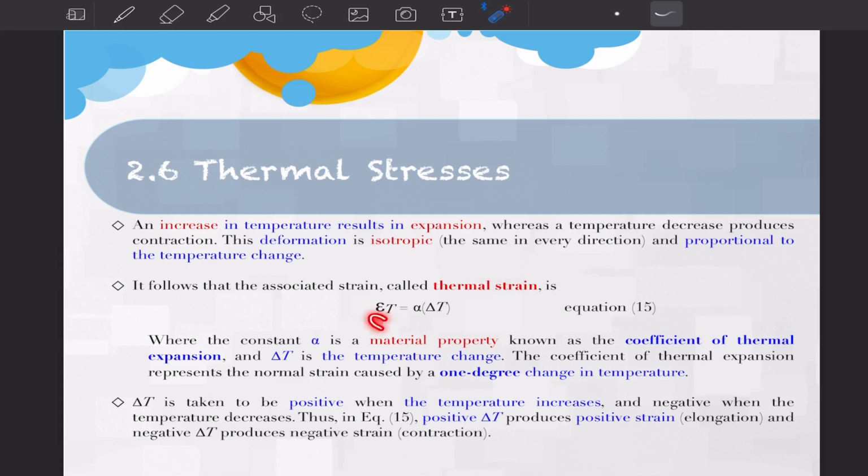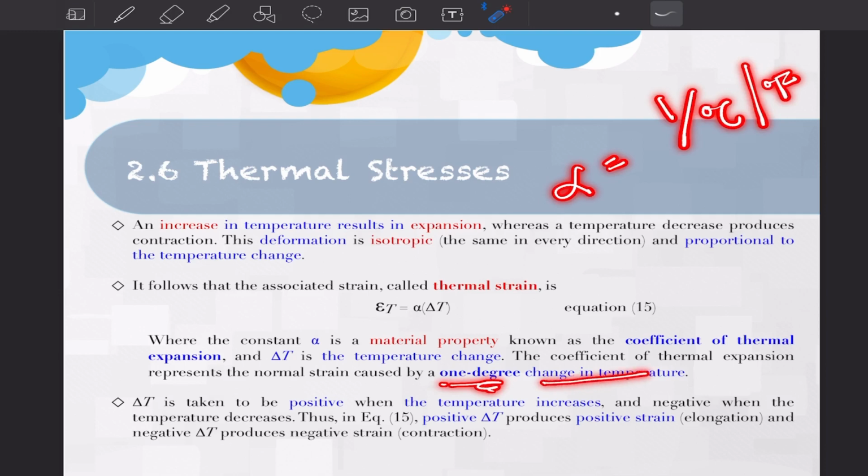So, muna siyang thermal strain, alpha times delta T, where alpha is a material property known as the coefficient of thermal expansion. Delta T is the change in temperature. The coefficient of thermal expansion, or kaning alpha, represents the normal strain caused by 1 degree change in temperature. So, iyahang unit is alpha is 1 per degree Celsius or degrees Fahrenheit.